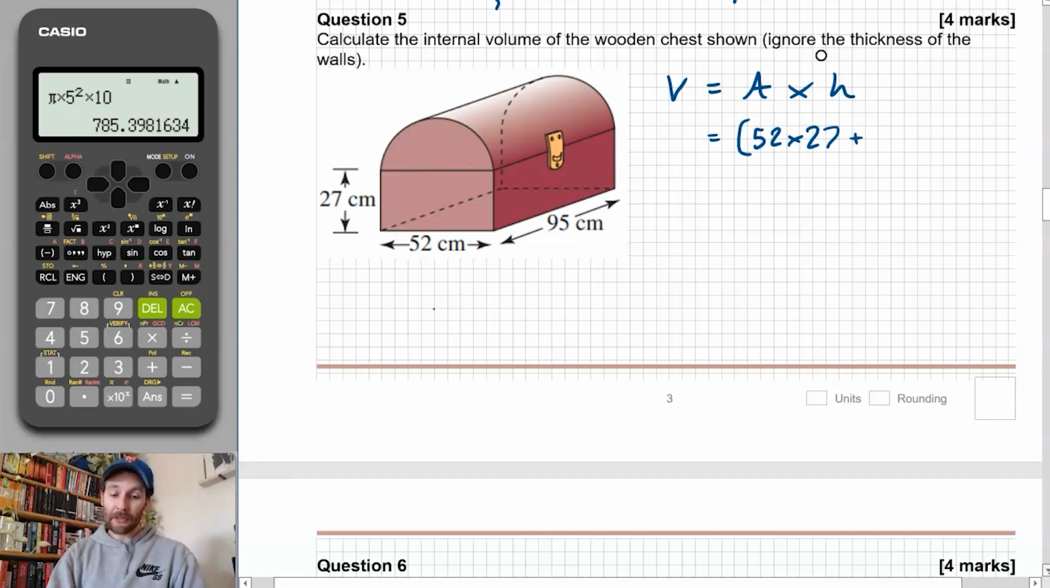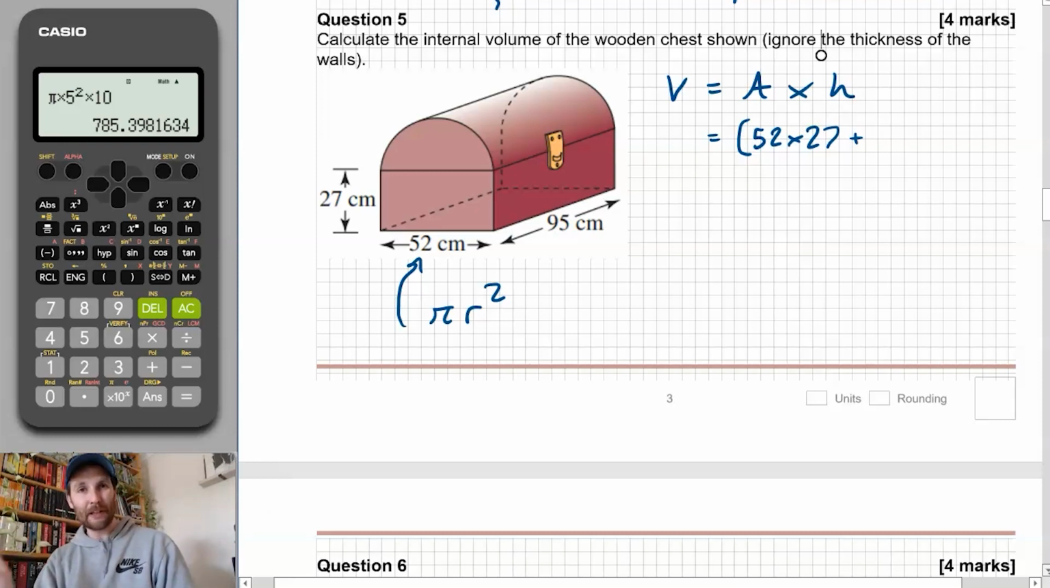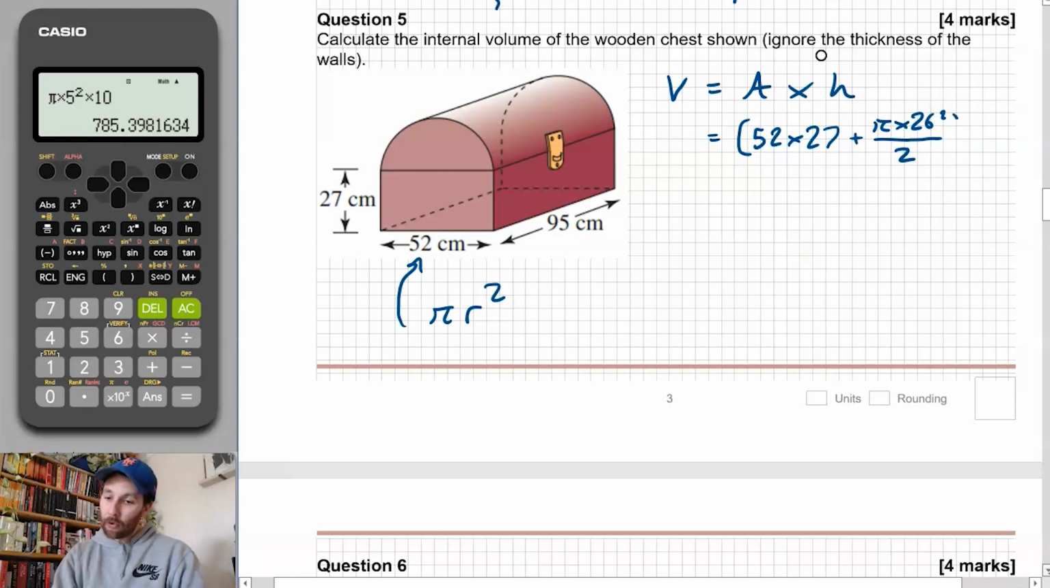Now, area of a circle is given by pi r squared. So we need the radius, which is going to be half of the diameter that's given. So with your circles, always just check, have I been given the radius or the diameter for this? Do I need to half it? Do I need to do anything else? Anyway, so half of 52 is 26. So that's going to be given by pi times 26 squared. And I need half of that because it's a semicircle, right? And then those two added together is going to give us the area of the full face. And beyond that, we just need to multiply it by the height of the shape, which is 95.